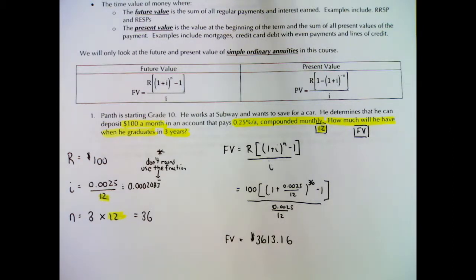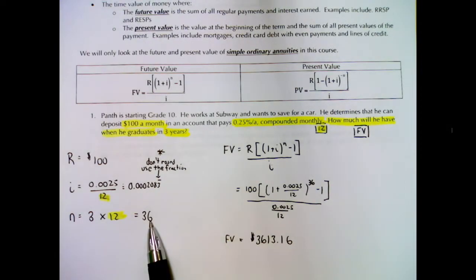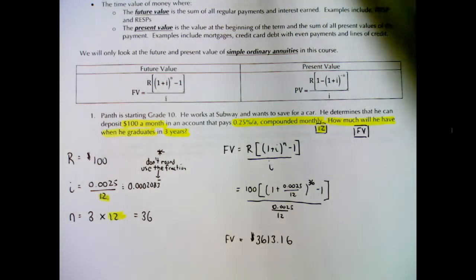How do I know that? Well, if he's making 100 deposits and he's making 36 of those, that's $3,600 that he's been depositing over those 3 years. The difference in the future value and how much he's been depositing is only $13.16. So my recommendation is maybe he needs to find a better place to deposit that money if he wants to actually earn some real interest.